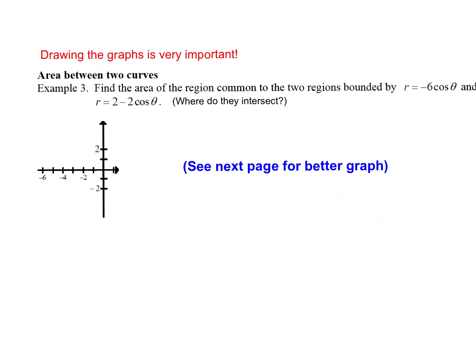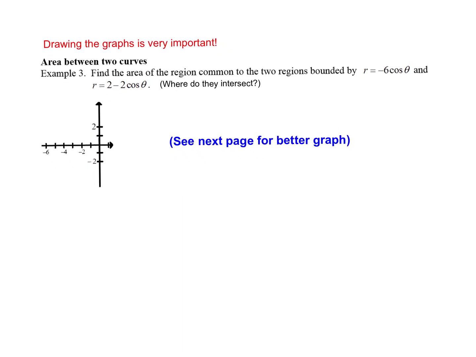All right, so the area between two curves. Now we've got these two graphs, and we have to find the area between them. The first thing you want to do is graph them. So again, go ahead and pause the video, turn it back on when you're done, and see how you did with your graphing. Okay, so I have -6 cosine of theta.